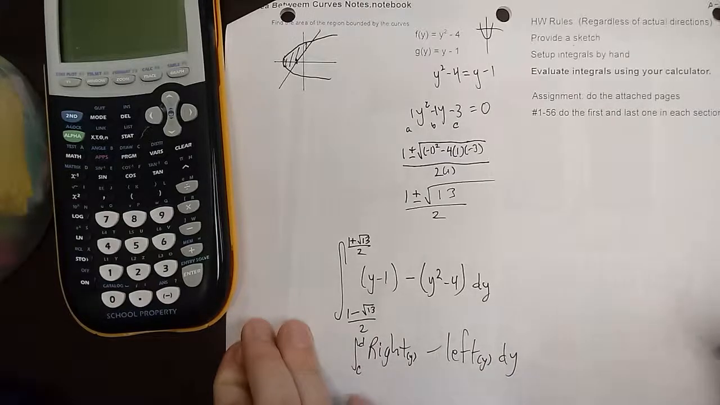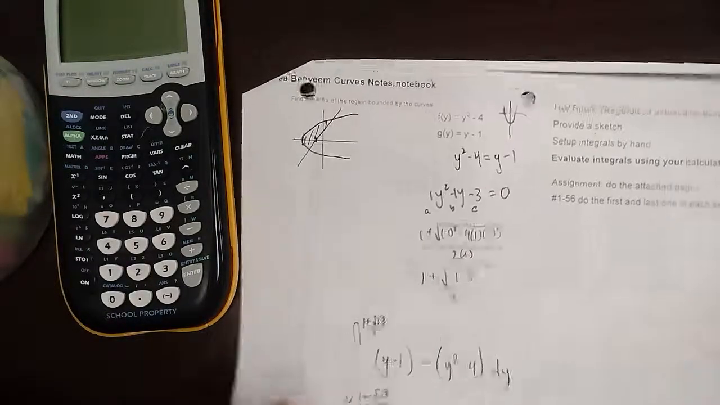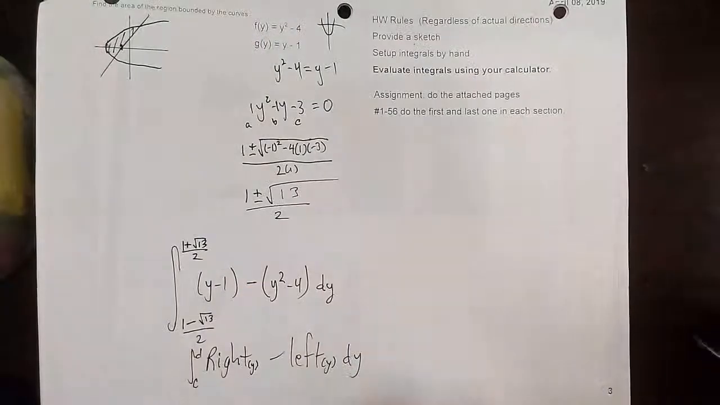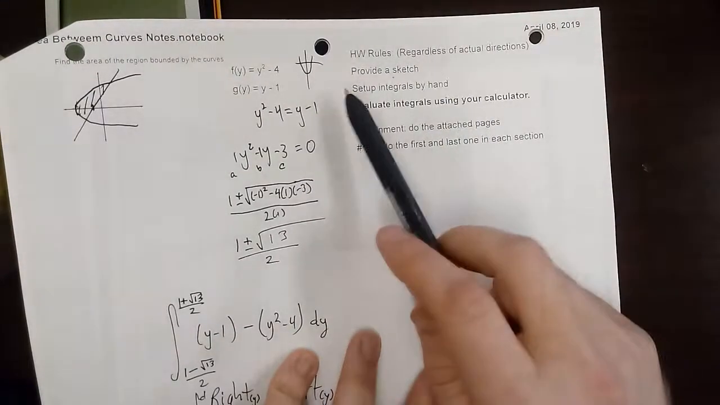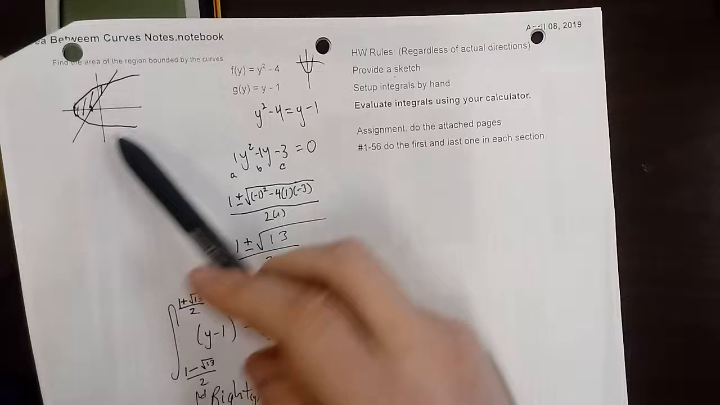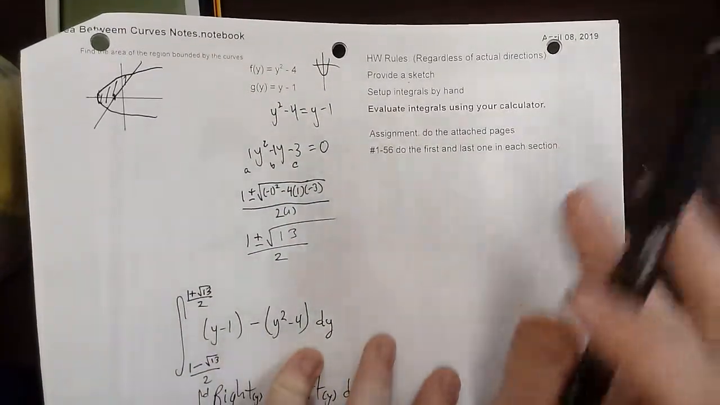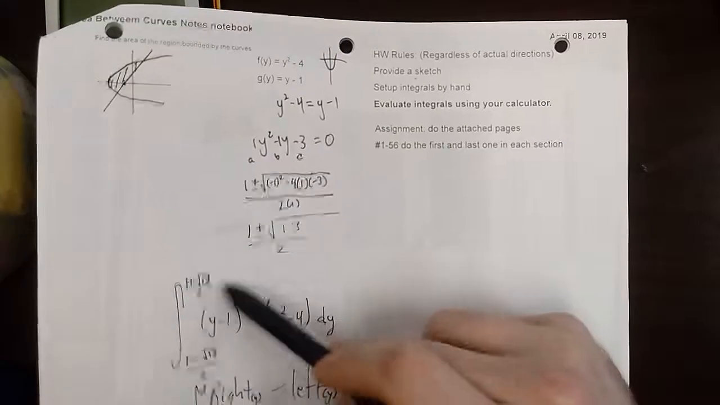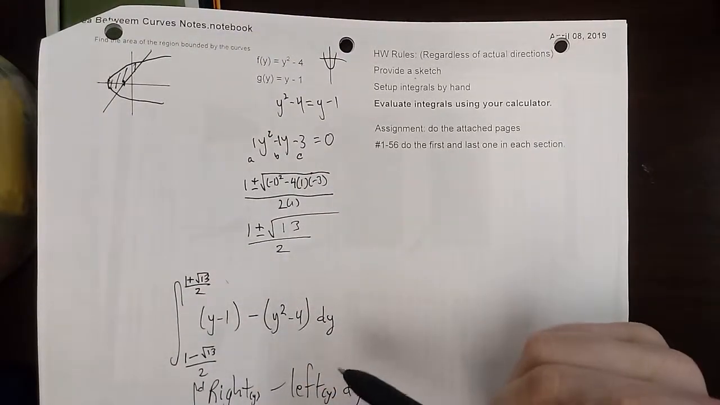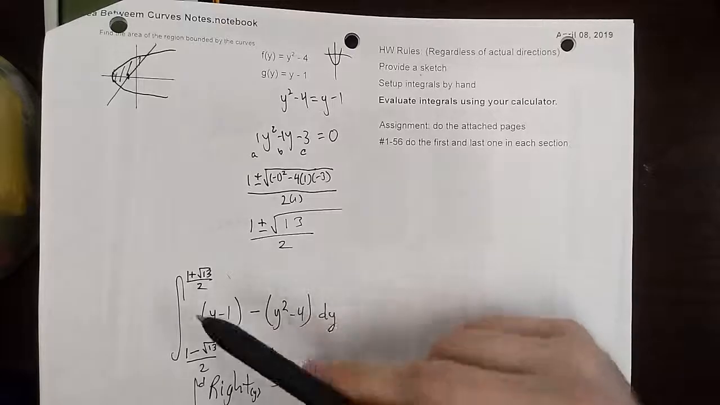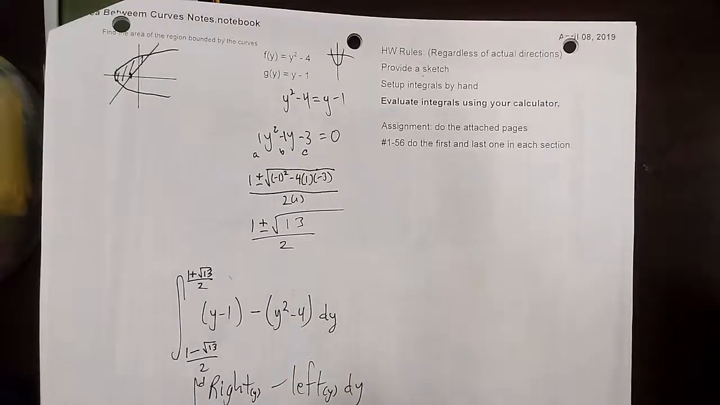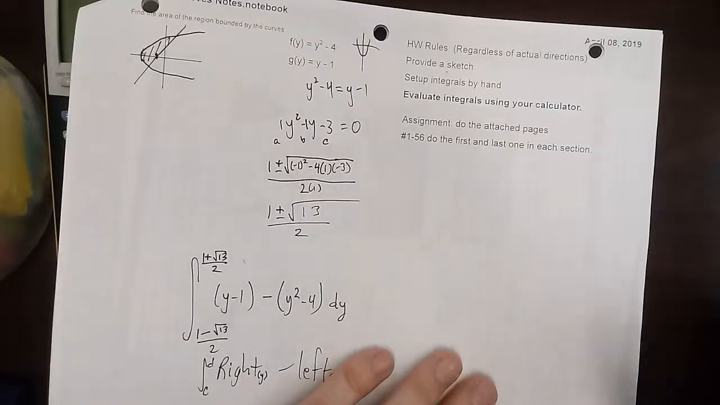And that's really it. So our homework, all this junk. I say do the first and last in each section, and the directions regardless are do a little sketch, and the sketch does not need to be more accurate than the ones that I was doing. Set up the integrals by hand, finding these by hand when possible, when you know how. Challenge yourself to do those by hand, and then calculate it. So hope that was helpful.